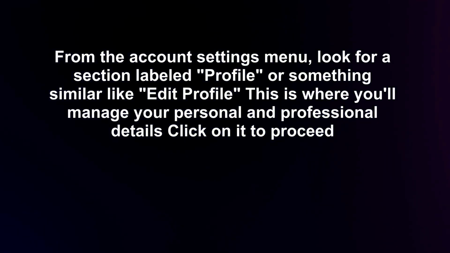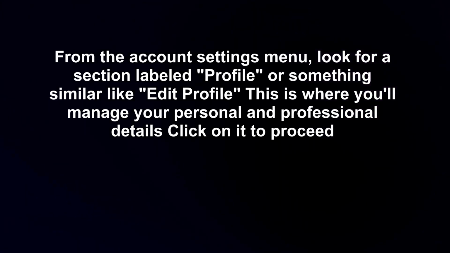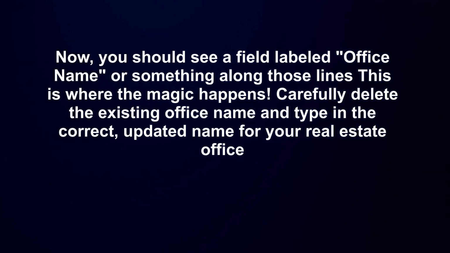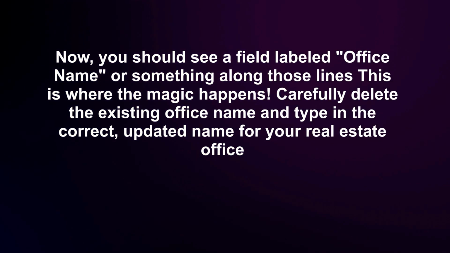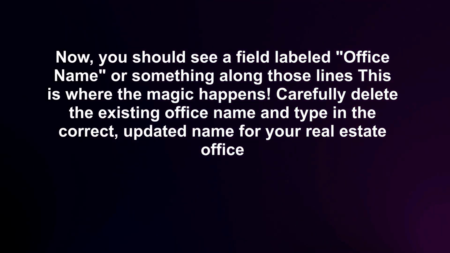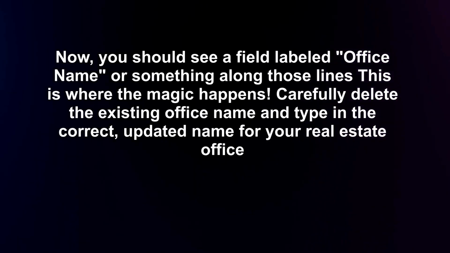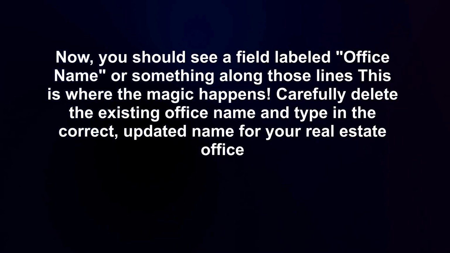This is where you'll manage your personal and professional details. Click on it to proceed. Now, you should see a field labeled Office Name or something along those lines. This is where the magic happens. Carefully delete the existing office name and type in the correct, updated name for your real estate office.